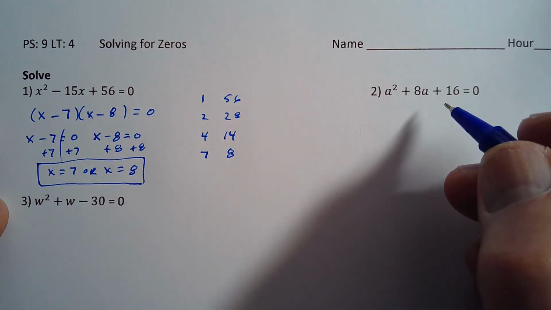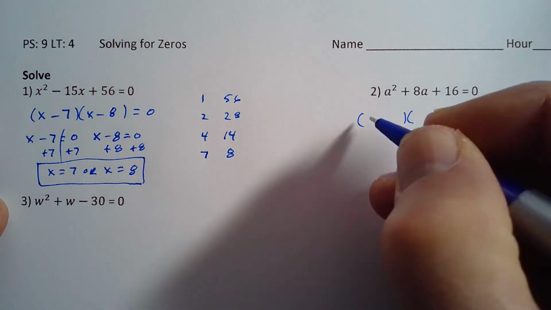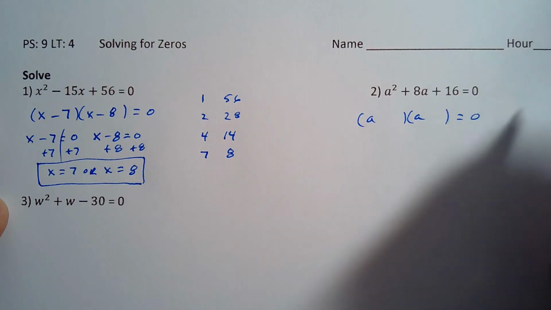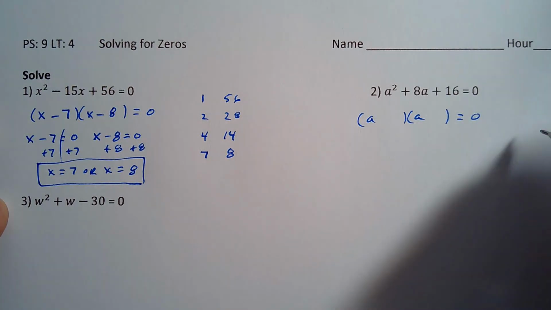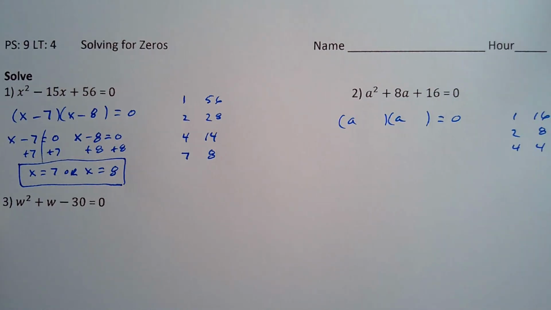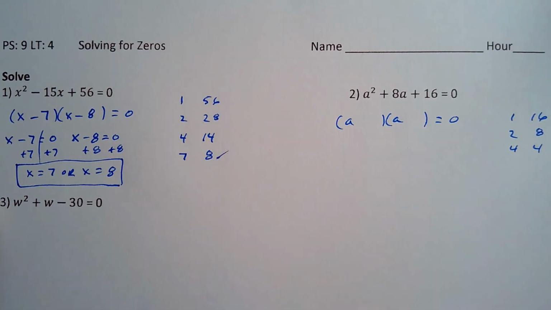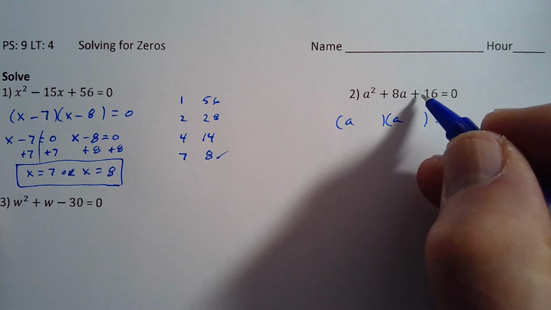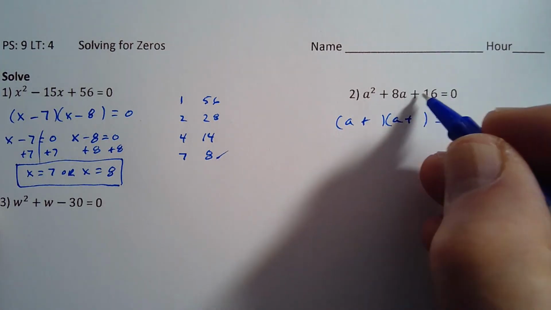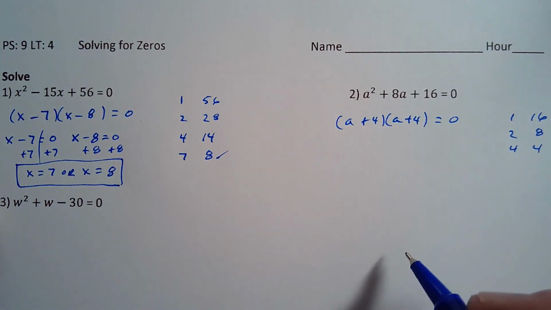Going over here to this next one, I've got a's now, same process though. And for this one now, I've got 1 and 16 as a possibility, 2 and 8, that doesn't work, 4 and 4. Those are off the screen a little bit, sorry. Those work. So there's my winner, just like 7 and 8 were my winner. Both things are positive because this last term is positive and the middle term is positive, and so it's two of these a plus 4s.